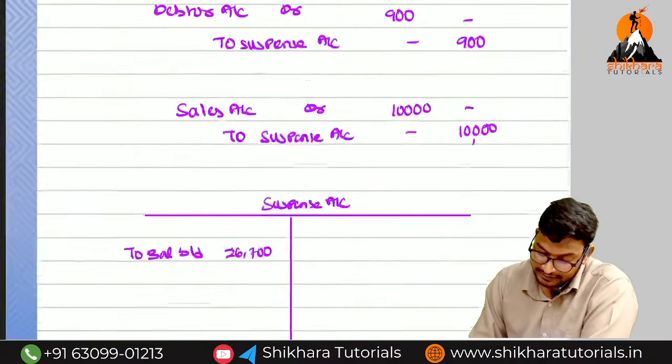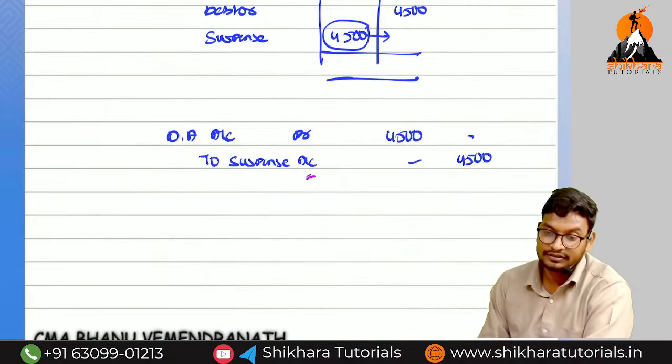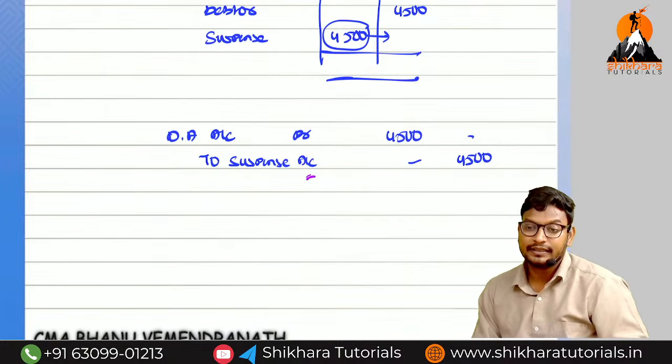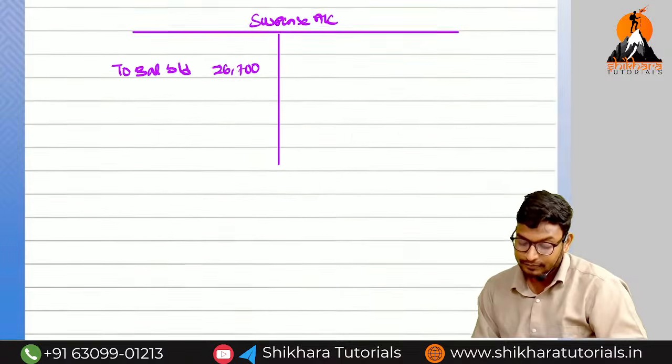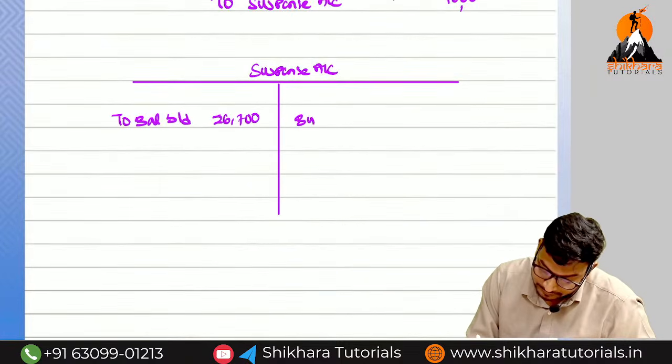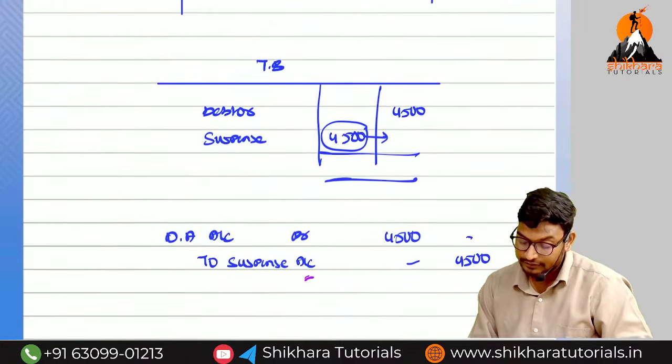See the first rectification entry. What is the first rectification? Discount allowed account debited to suspense. Suspense debited or credited? Suspense credited. On which side do we need to record? Credit side, by discount allowed account. What is the amount? 4,500.